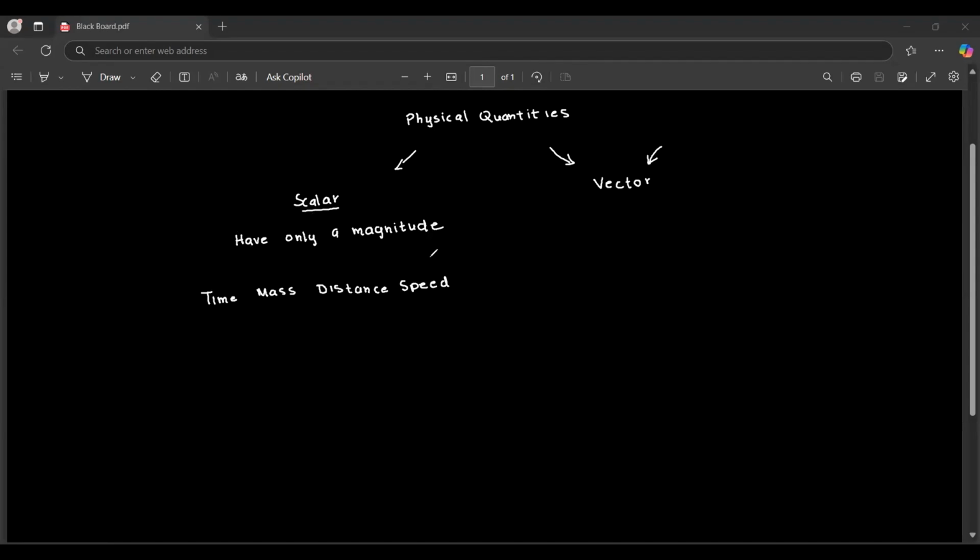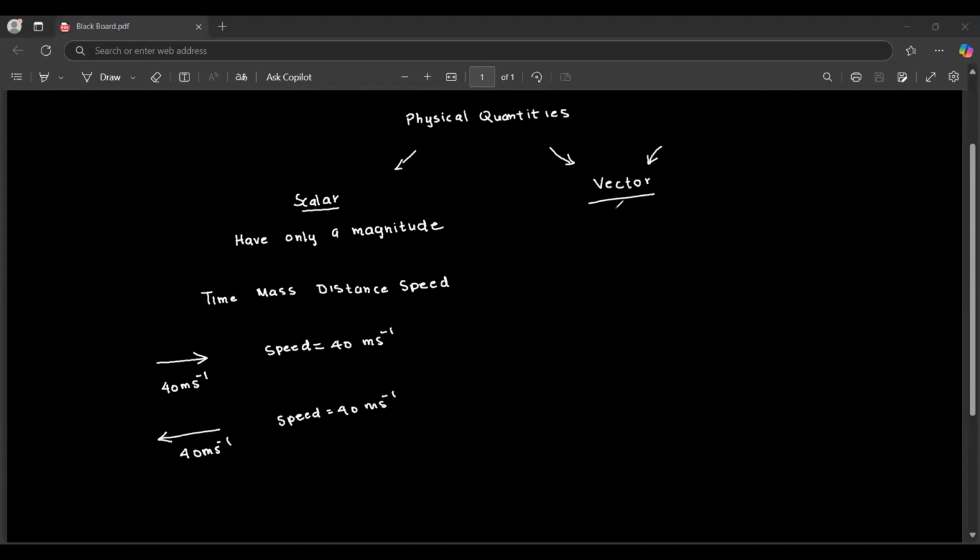This can be understood as follows: if someone is traveling in this direction at 40 m s^-1, the speed will be 40 m s^-1. That's all you need to say about speed. And if they are traveling in the opposite direction, still the speed will be 40 m s^-1. There is no change in it.